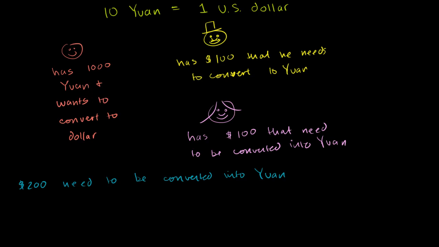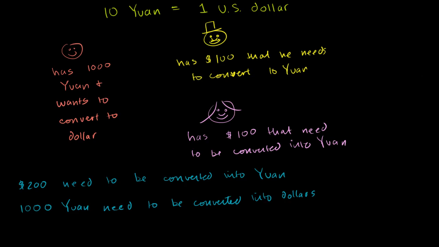So we have 1,000 yuan that need to be converted into dollars. And for simplicity, these are the only actors. They are representing the entire market, although, as we know, in currency markets especially, there are thousands or even millions of actors actively participating in them. So what's going to happen?